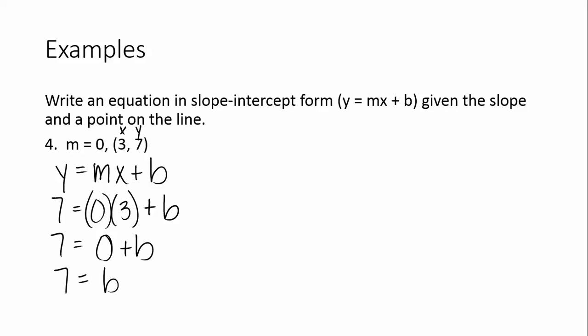Now we write the equation using slope 0 and y-intercept 7. That gives us y equals 0x plus 7. And remember, we discussed in class that if you didn't want to write the 0x, you could just say y equals 7.